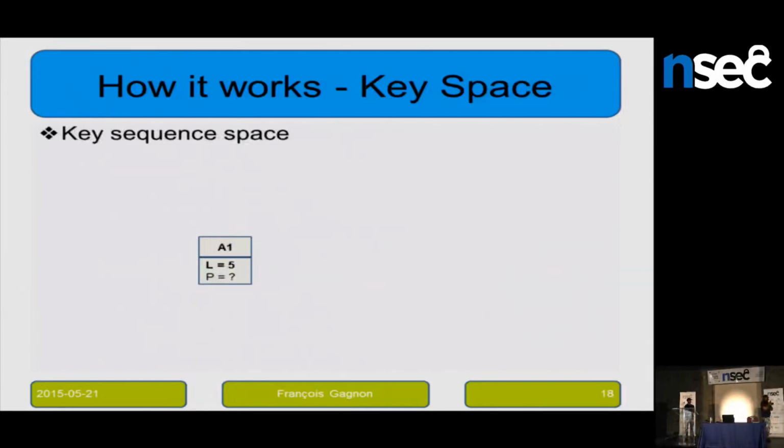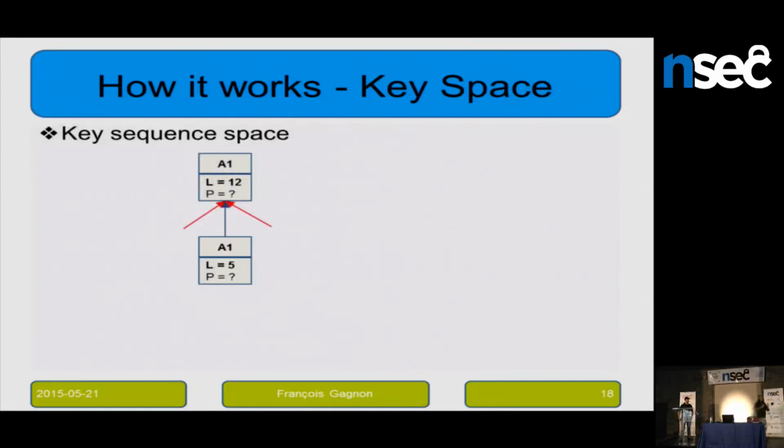So again, with the key space, I'm just going to focus on one agent in my system to show you a property that we believe is quite interesting. So we've got agent A1. Of course, there's a bunch of other agents in the system. A1 starts at level 5, and it has other values for the other parameters. P represents all the other parameters. I'm not going to give values for those parameters in the example.